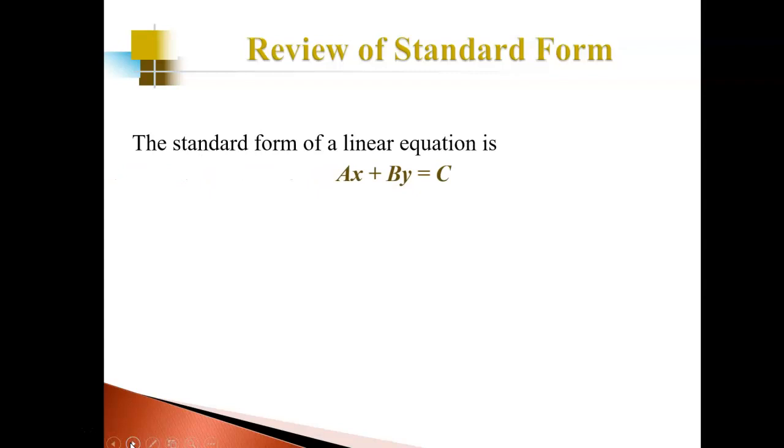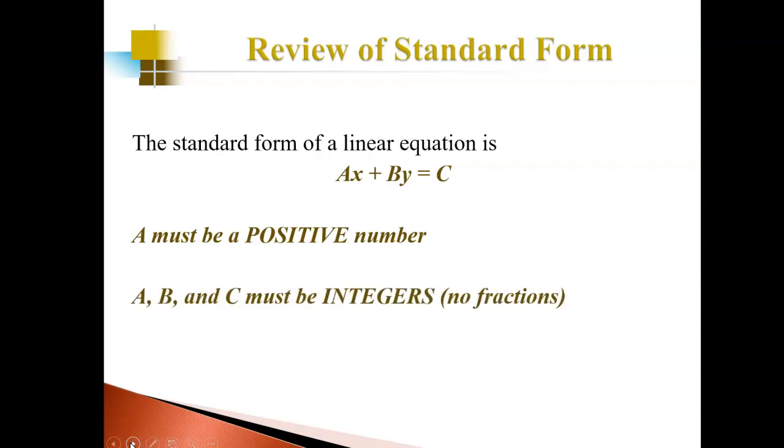Standard form. Standard form is ax plus by equals c, where we have a couple rules. Our a value must be a positive number. And a, b, and c must be integers. Remember, by the definition of an integer, that is not a fraction or a decimal.